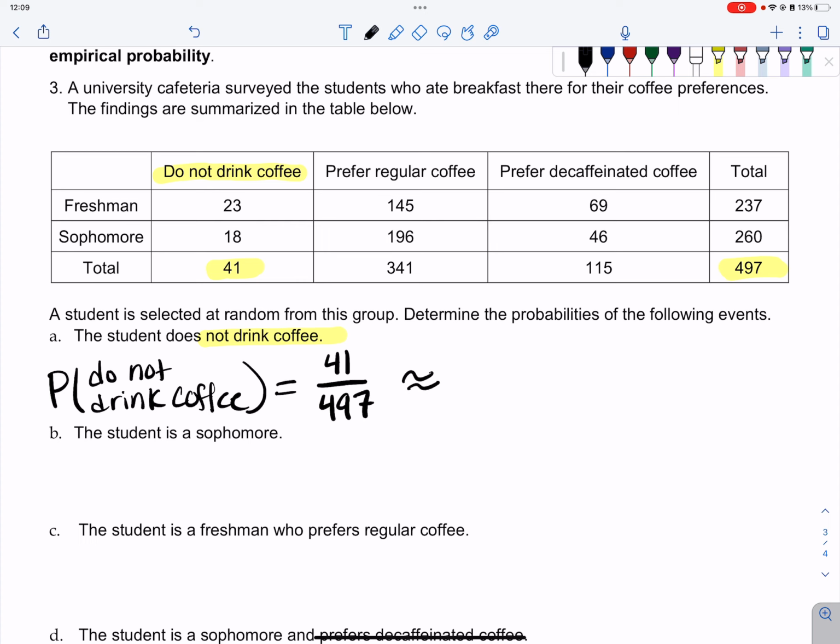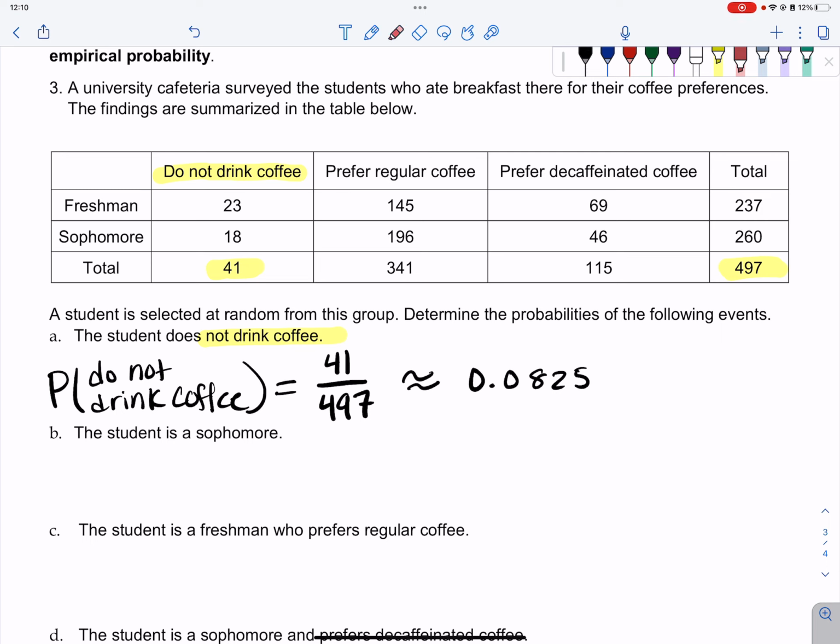And now a lot of the time with empirical probability, we don't usually keep them as fractions. We put them into decimal form. You can choose to keep it as a fraction or simplify the fractions if they work nicely. But here I'm going to evaluate what this would be. So 41 divided by 497, and I get that this is approximately 0.0825 if we round to 4 decimal places.